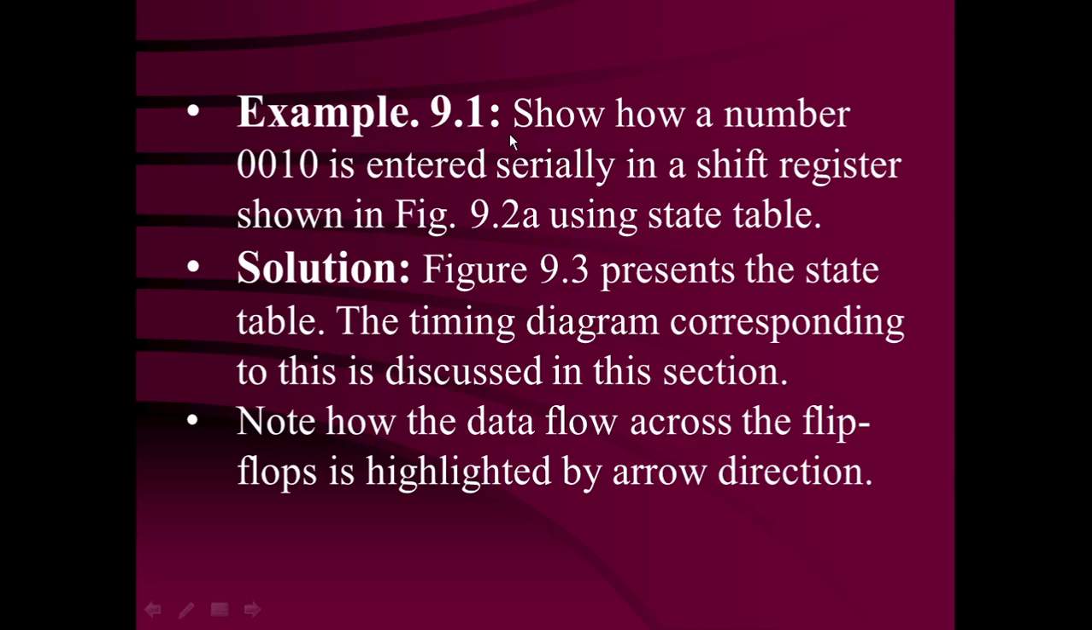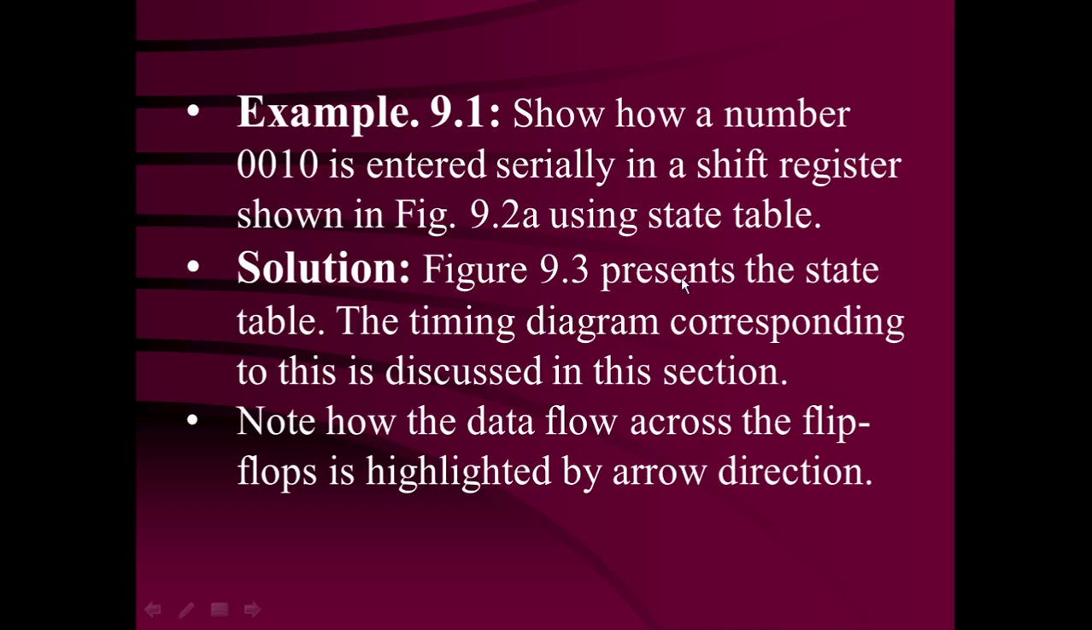Now the next example shows how a number 0010 is entered serially in a shift register shown in figure 9.2a using a state table. Now we are taking another set of data. The previous data was 0010. Now this data is going to be from the MSB side. This is going to be 0, this is going to be 0, this is going to be 1, LSB is going to be 1, next LSB is going to be 1. Sorry, this data has to be entered into the shift register in a serial fashion.